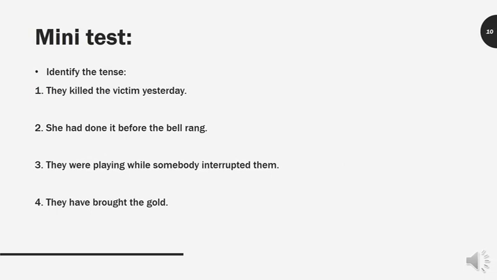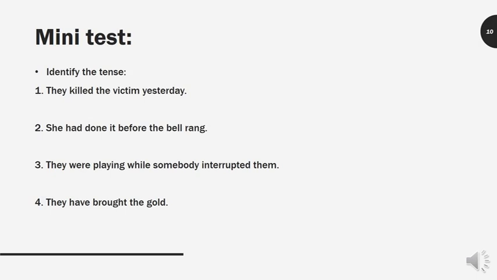A mini test should be done to test our ability in recognizing each tense. Starting with the first sentence, I would like you to stop the video and do the 4 sentences. Then I will give you the answers to see if we're able to do that or not.